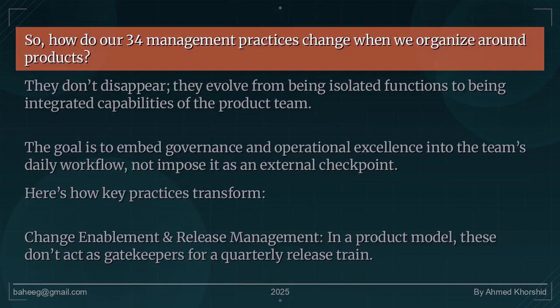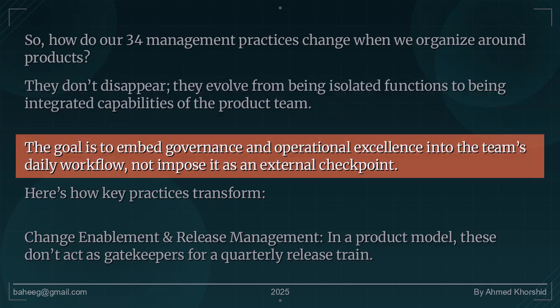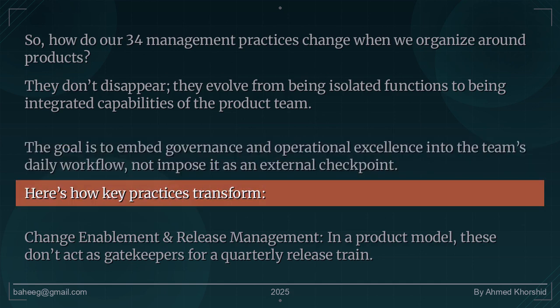So, how do our 34 management practices change when we organize around products? They don't disappear. They evolve from being isolated functions to being integrated capabilities of the product team. The goal is to embed governance and operational excellence into the team's daily workflow, not impose it as an external checkpoint. Here's how key practices transform.